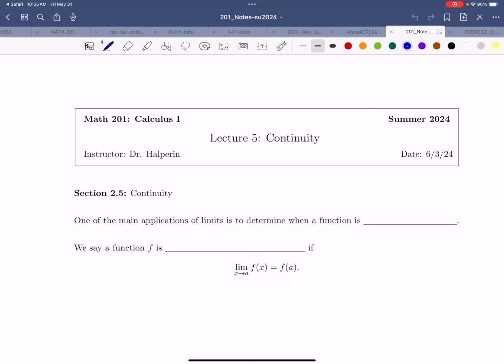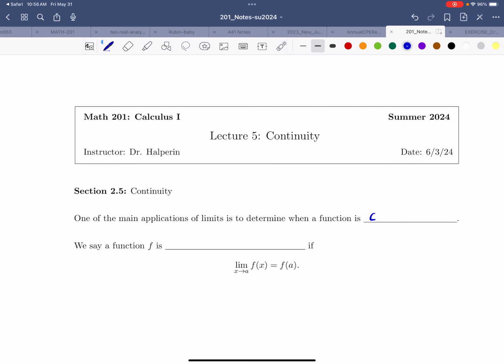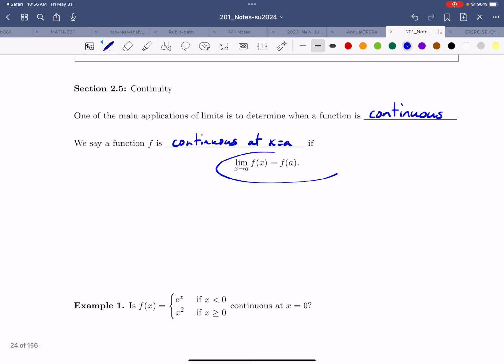Let's start our next topic, continuity. One of the main applications of limits is to determine when a function is continuous. When you say a function f is continuous at x equals a, so we're talking about continuity at an x value, if this is true. Let's write that again: if the limit as x approaches a of f of x equals f of a.